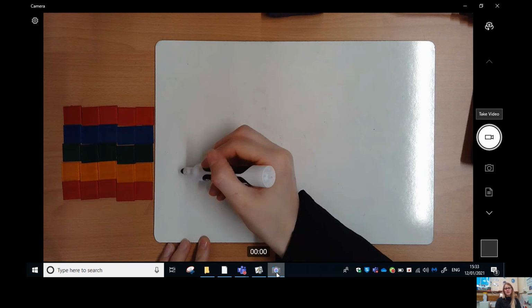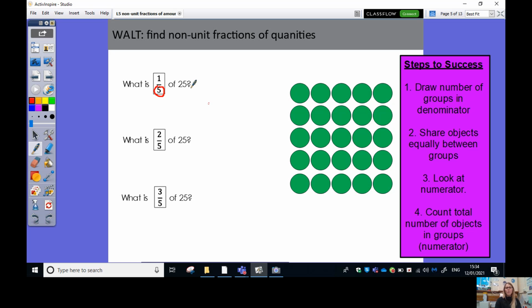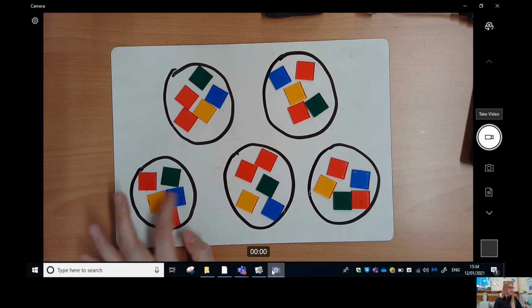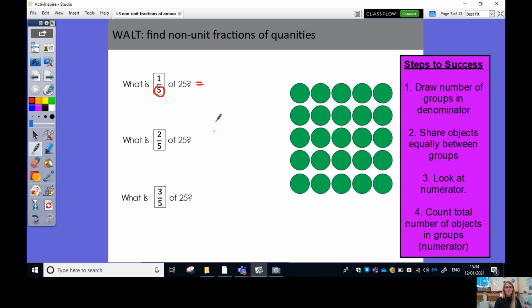Okay, so I found how many are in each group. Now, 1/5 of 25 was my first question, so I'm looking for one group. So in one group, there are 1, 2, 3, 4, 5. Okay, so I know that my answer to question 1/5 of 25 is 5.